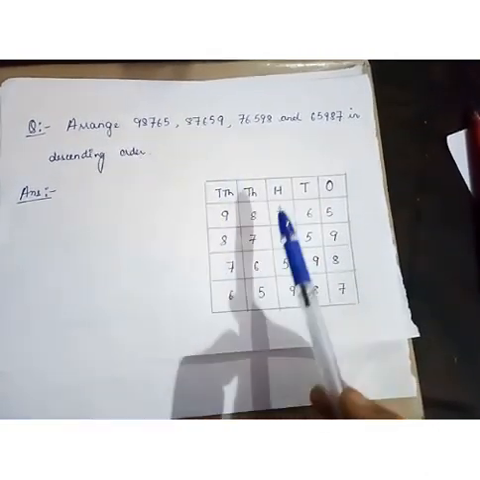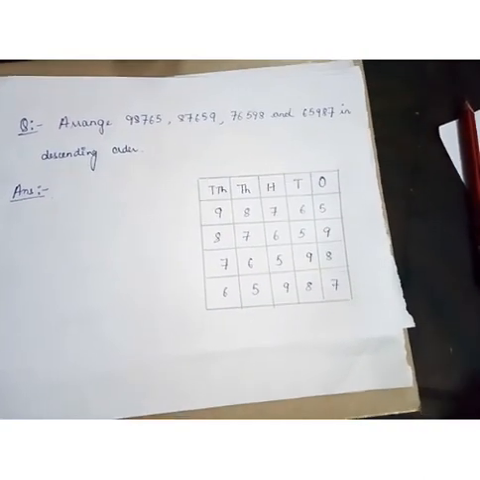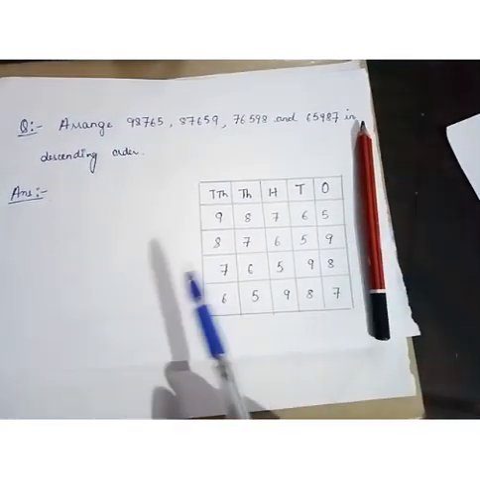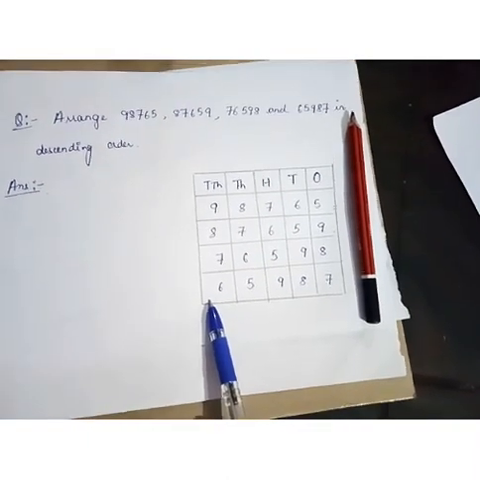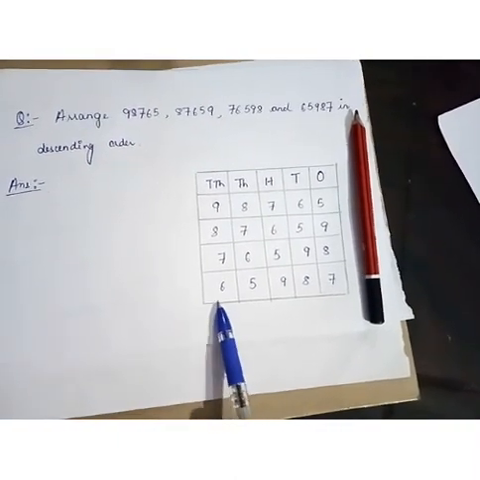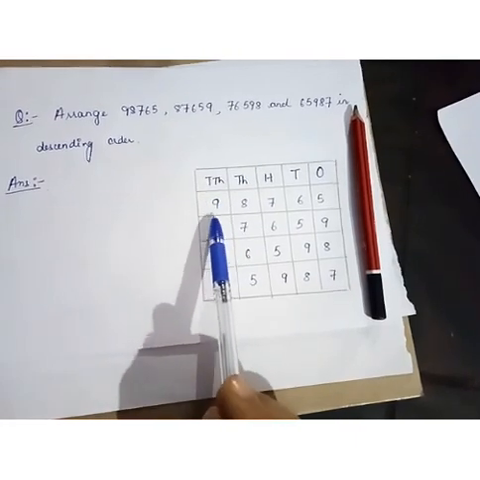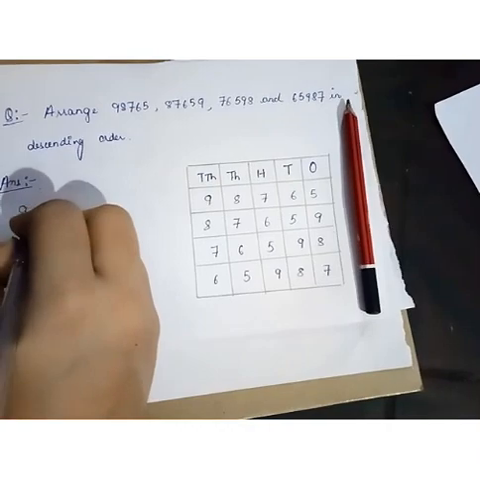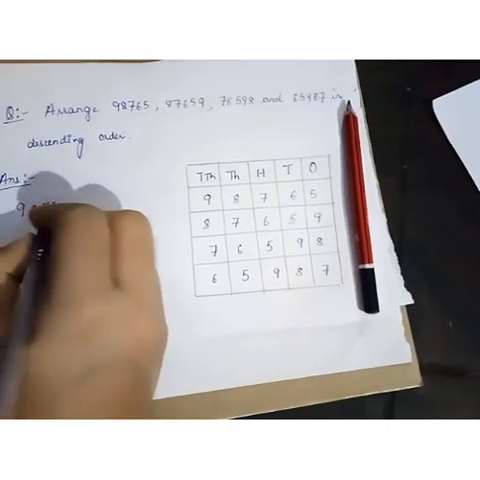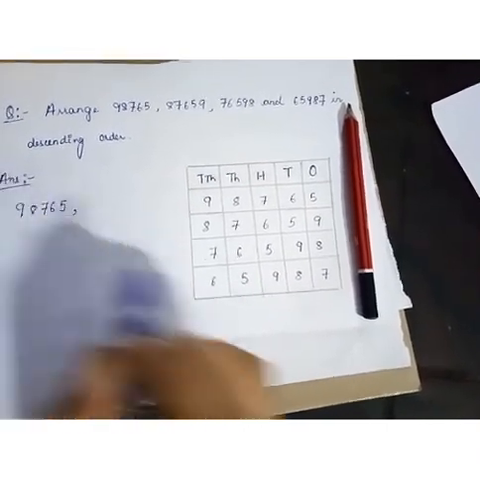5-digit numbers, four of them, and I have put them in the place value chart. Now let us compare the numbers. When we are comparing numbers in descending order, we look from bigger to smaller. So which is the biggest number here? The biggest number here is 9. So the biggest number will be 9, 8, 7, 6, 5, comma.